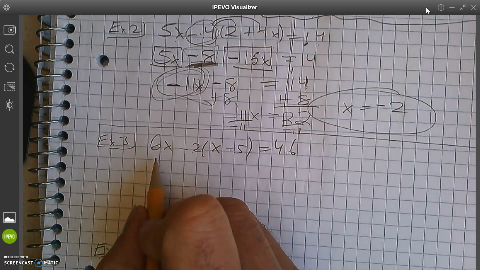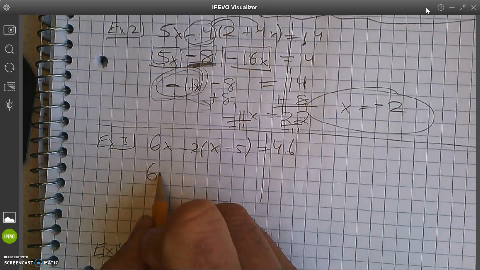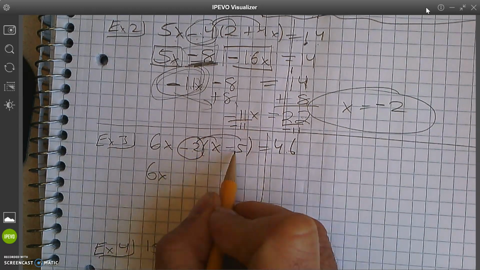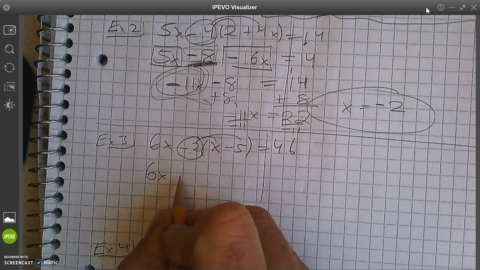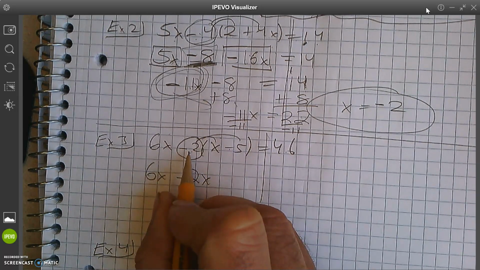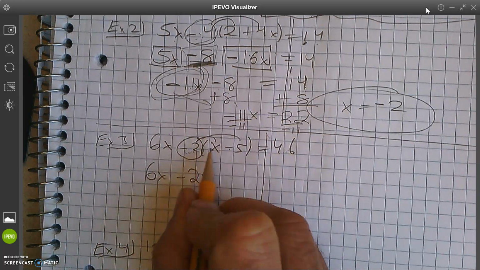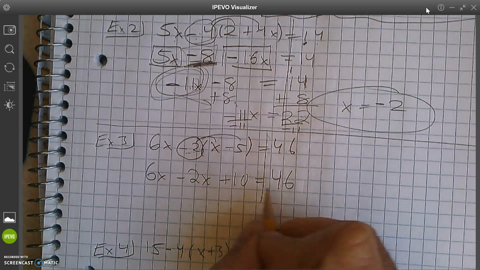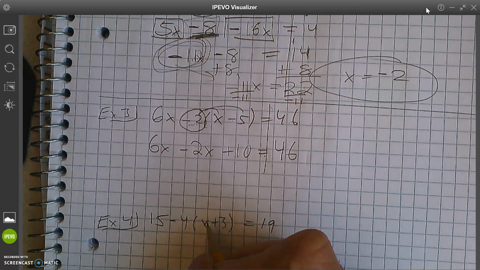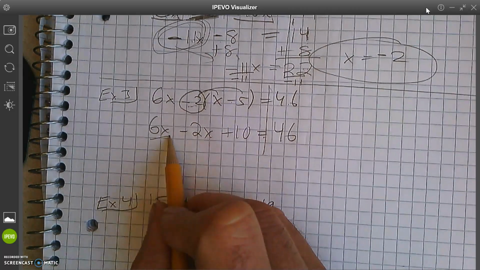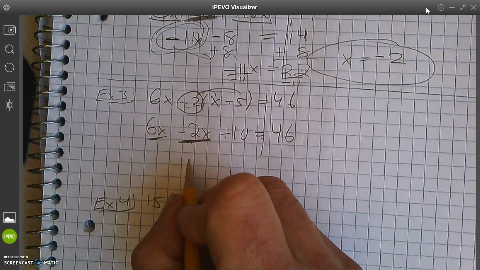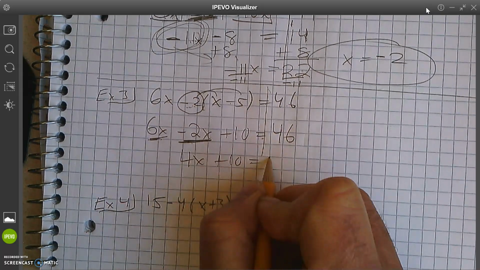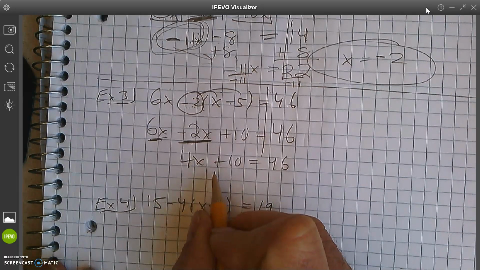All right, let's see if you got it. So first step, distribute, right? Circle the -2. If you haven't circled it, circle that. -2 times x is -2x. -2 times -5, and a negative times a negative is a positive. And then copy down the equal and the 46. All right. Combine like terms. 6x minus 2x is 4x. Plus 10 equals 46.